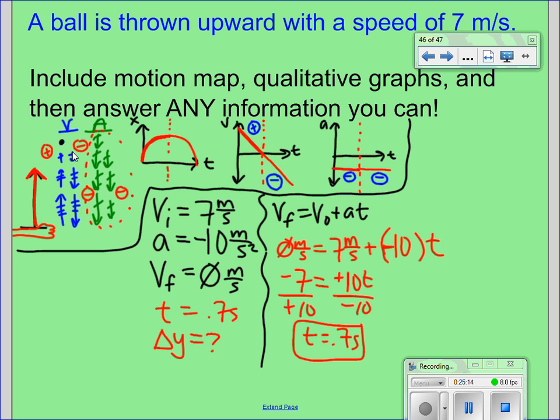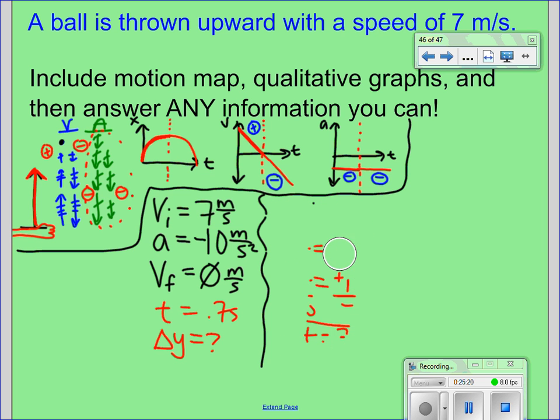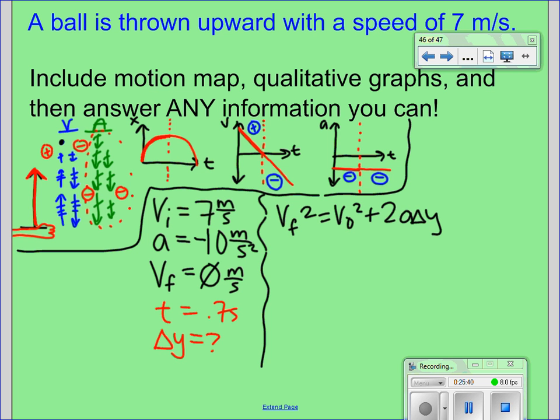The final thing I'm going to figure out is how high did the ball go. So I'm going to erase my work so I've got some space here. There we go. And I'm going to solve for delta y. Now there are two equations that have delta y in them. It doesn't matter which one you use because you have all the information. I'm going to go ahead and use this one right here: V final squared equals V initial squared plus 2a delta y. My final velocity is 0 since it reaches the top. My initial velocity was the 7, plus 2 times the acceleration, make sure it's negative 10, times delta y. And delta y is what I'm solving for.